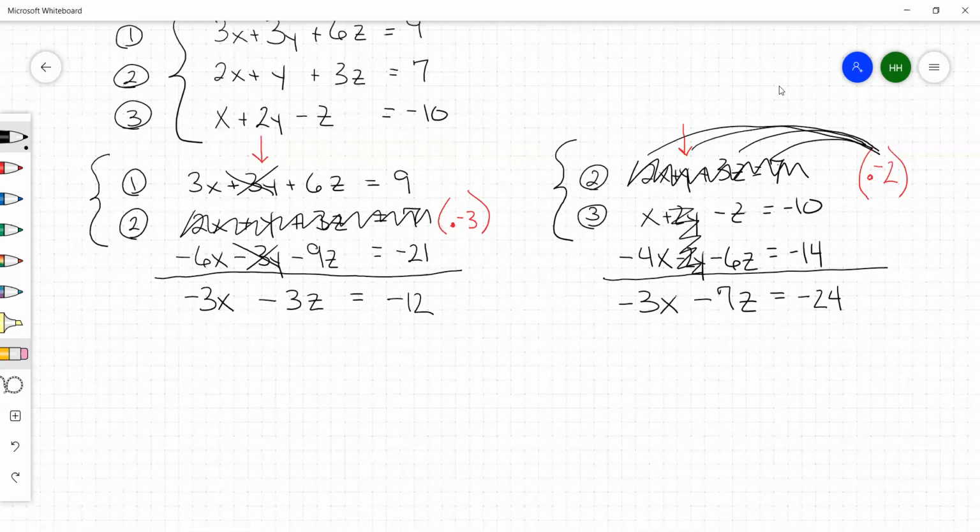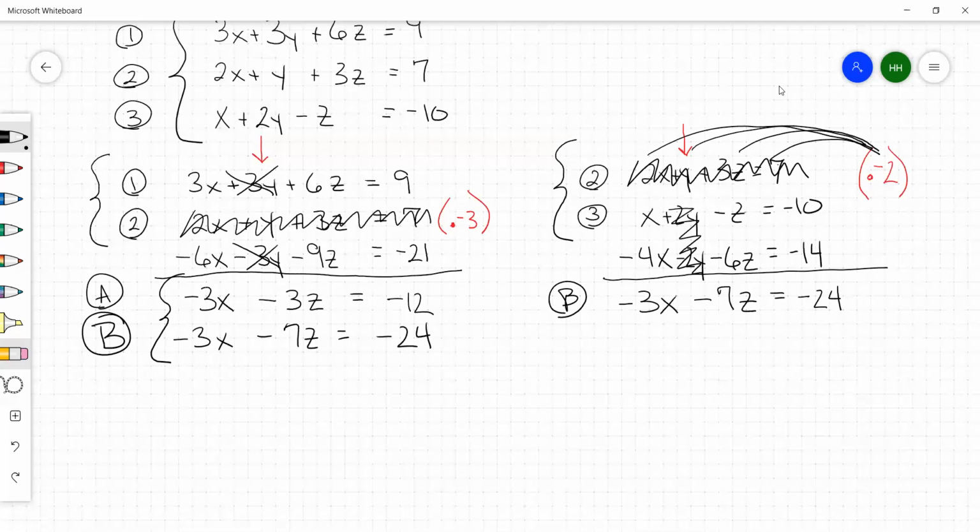So now you've got two equations, don't you? You've got two equations with the same two variables. All right? What you do now is you combine these two. I'll call this equation A, and this one's equation B. So I've got negative 3x minus 7z equals negative 24, and this is my equation B. And now I've got a system of equations in two variables, which is what we did last week.